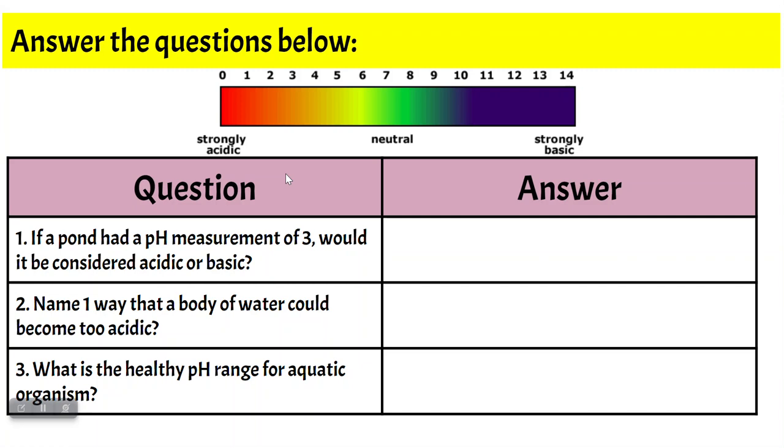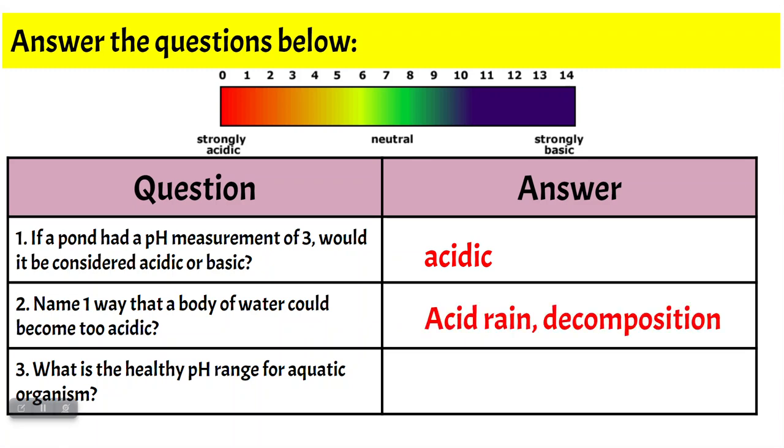All right, so if a pond had a pH measurement of 3, would that be considered acidic or basic? So we look up here on our scale. If we can't remember, 7's the middle. Anything lower than 7 is an acid. Okay, so that would be acidic. Name one way that a body of water could become too acidic. We've talked about this a time or two. So of course, if there's acid rain that's being exposed to a body of water, or if we have decomposition.